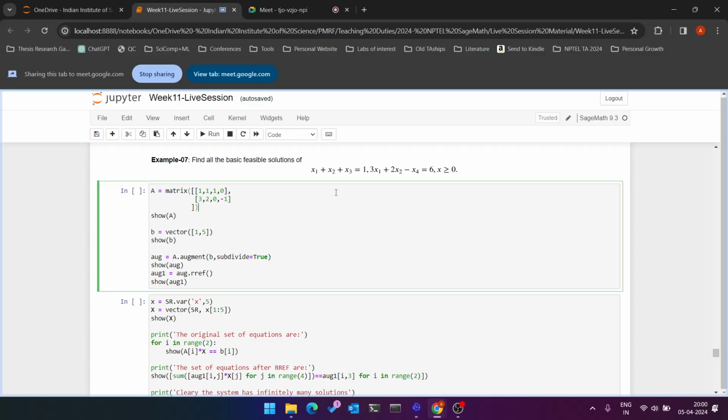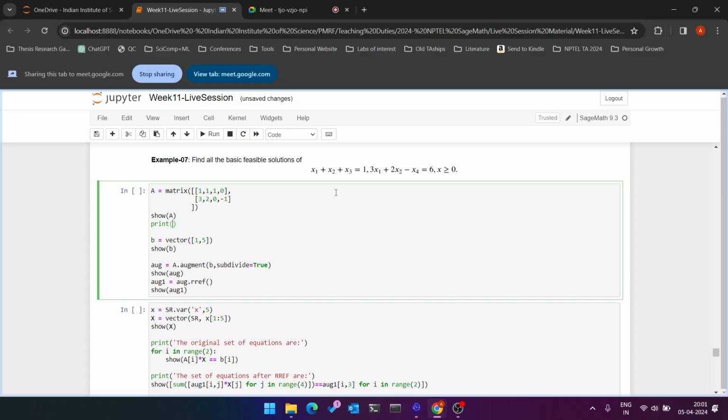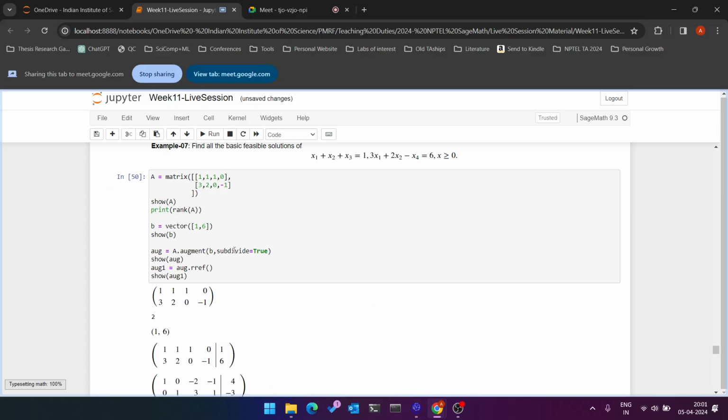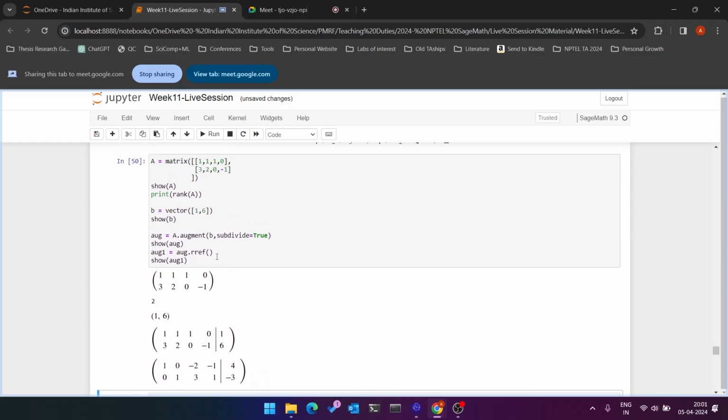Again, we'll print out our matrix A as well as its rank, and then also print out our target vector B, and then we'll be printing out A augmented B as well as A augmented B in the row reduced echelon form. So this is how my A augmented B matrix looks. The rank of A is 2.